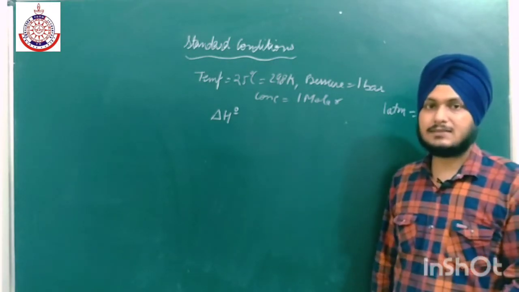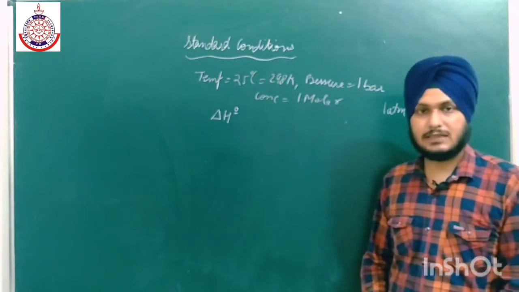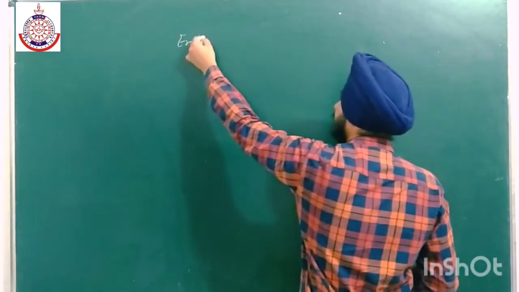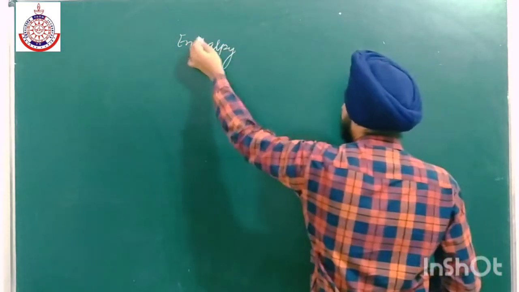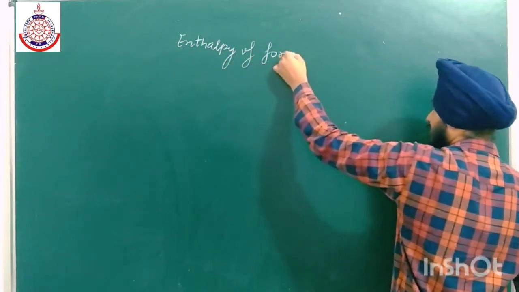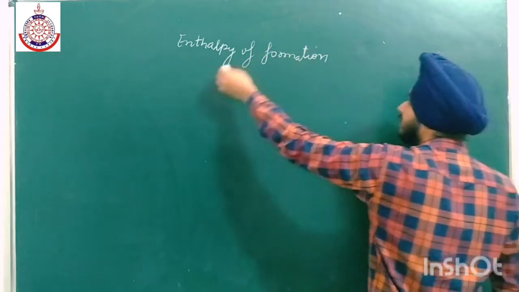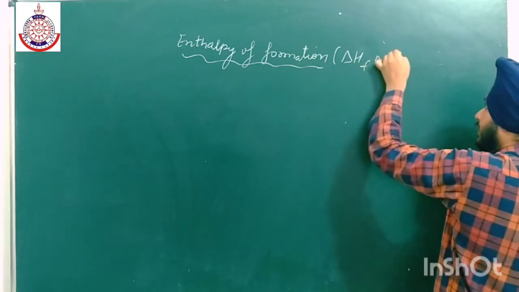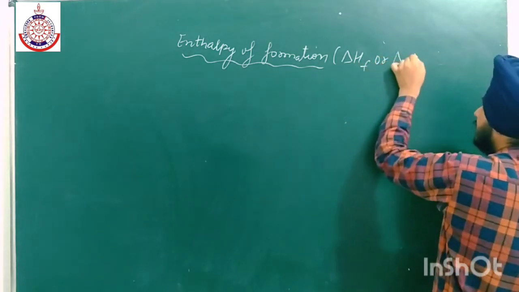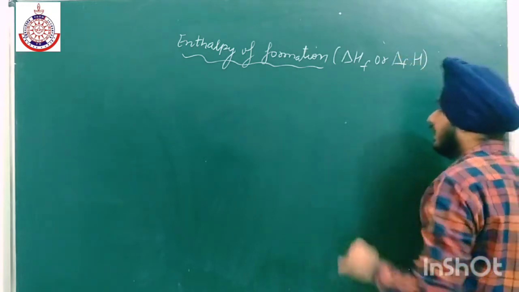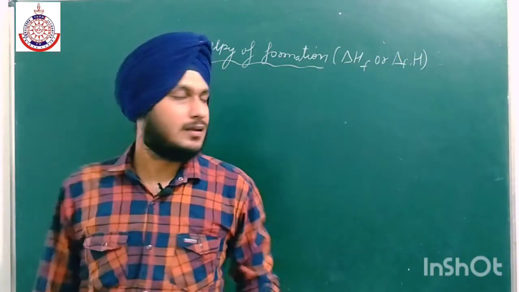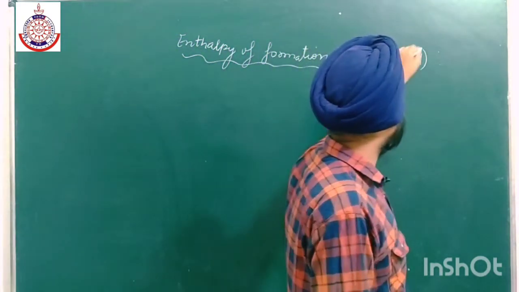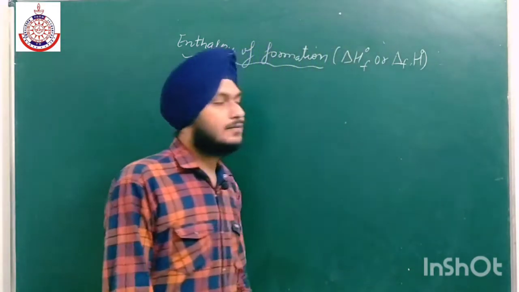So let us discuss the different types of enthalpies for different reactions. Firstly, we have enthalpy of formation, represented by delta HF or delta FH. You can represent it by either delta HF or delta FH. If we are dealing in standard conditions, then we have naught: delta HF naught or delta FH naught.